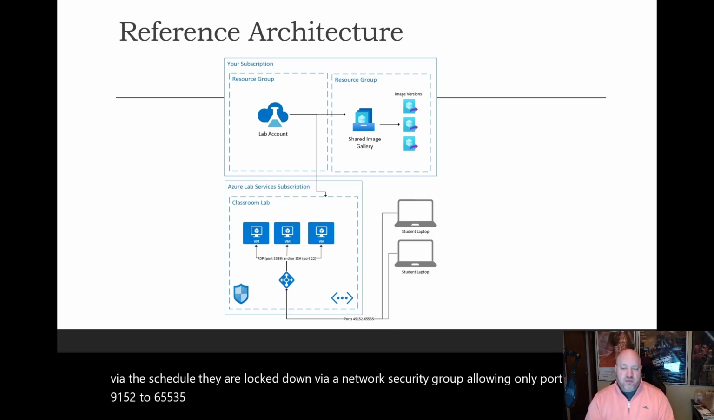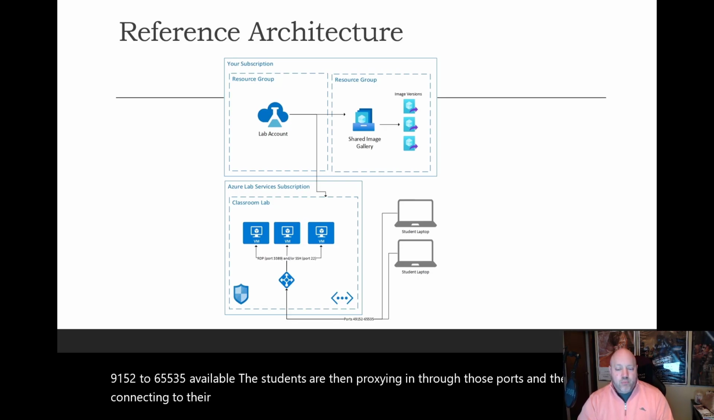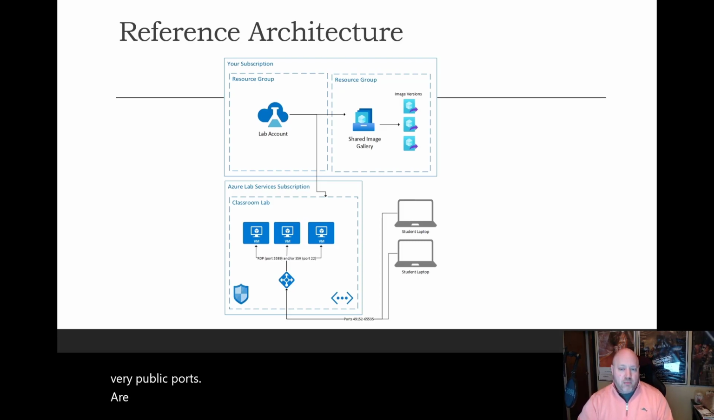The students are then proxying in through those ports and then connecting to their virtual machines via port 22 or 3389. This is done so that those two very, very public ports are never opened to the public, because your students can be coming from anywhere.